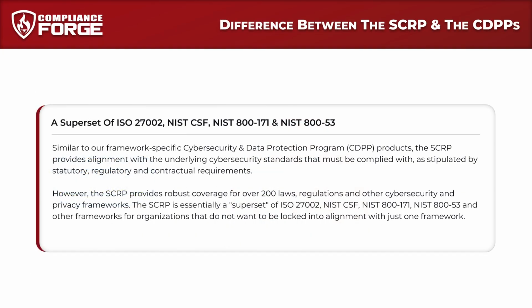How is the SCRP different from the framework-specific CDPP products? Similar to the CDPPs, the SCRP provides alignment with the underlying cybersecurity standards that must be complied with, as stipulated by statutory, regulatory, and contractual requirements. However, the SCRP provides robust coverage for over 200 laws, regulations, and other cybersecurity and privacy frameworks. It is essentially a superset of ISO 27002, NIST CSF, NIST 800-171, NIST 800-53, and other frameworks for organizations that do not want to be locked into alignment with just one framework.